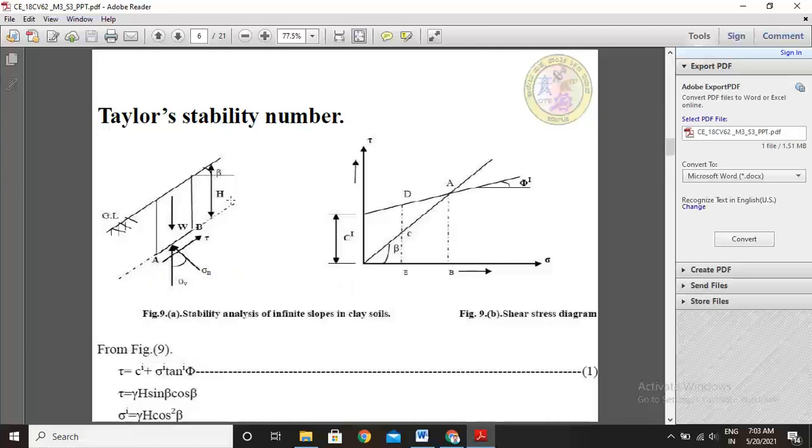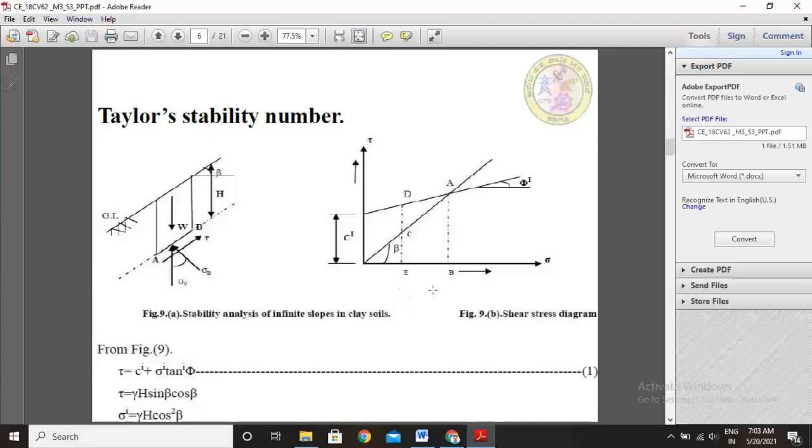The same concept is here. The self weight of the embankment is moving downward, then the soil force is acting upwards. So shear is developed, which we denote as shear stress tau. Based on this concept, we are able to plot shear stress diagrams.